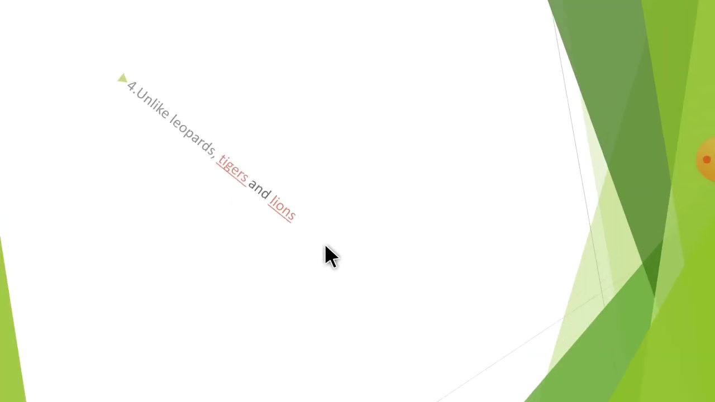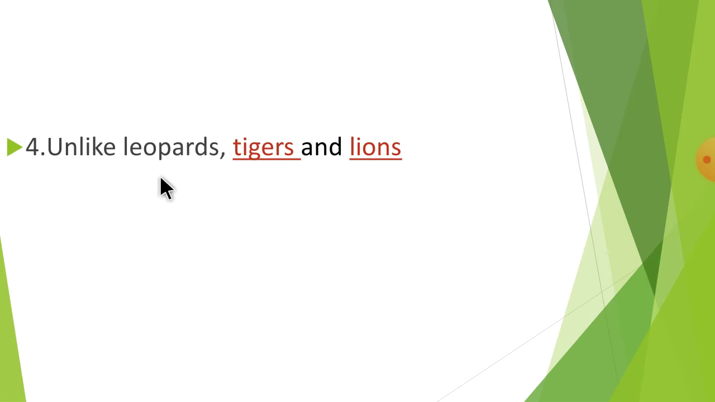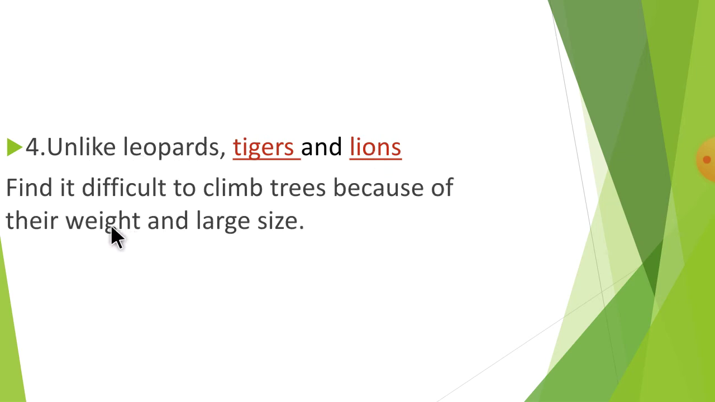Then number 4, unlike leopards, dash and dash find it difficult to climb trees because of their weight and large size. Answer is tigers and lions. Unlike leopards, tigers and lions find it difficult to climb trees because of their weight and large size.